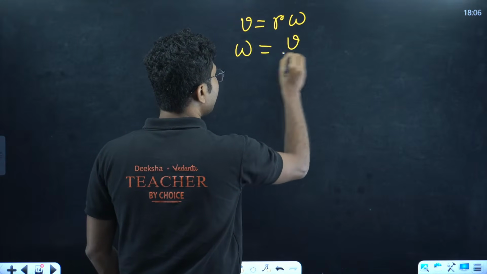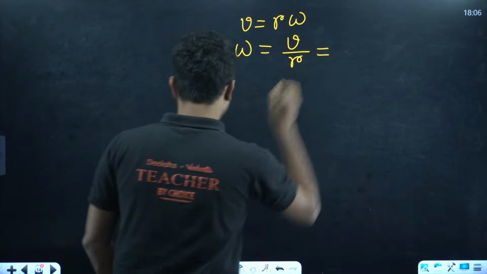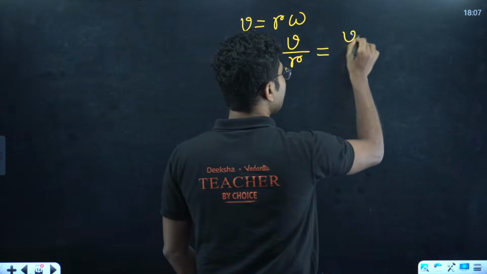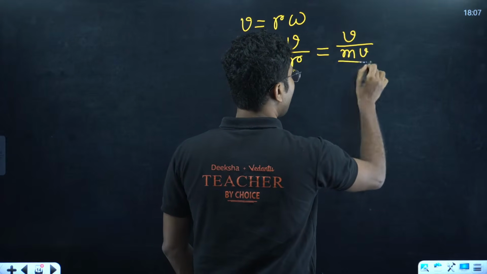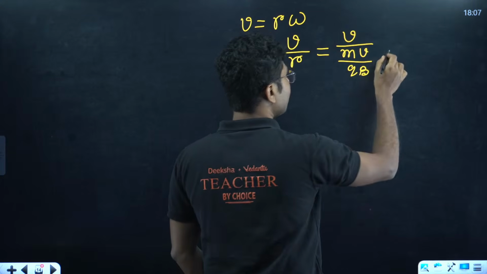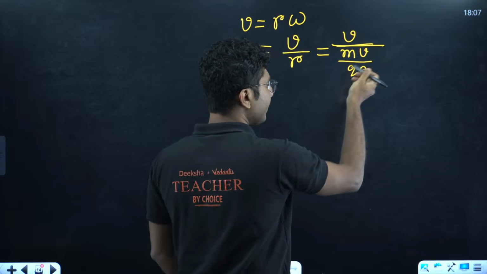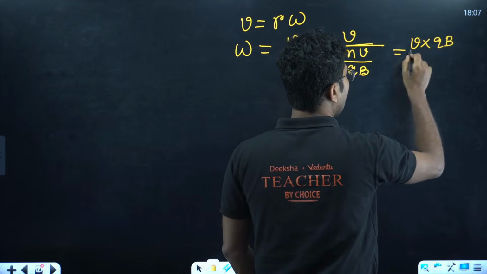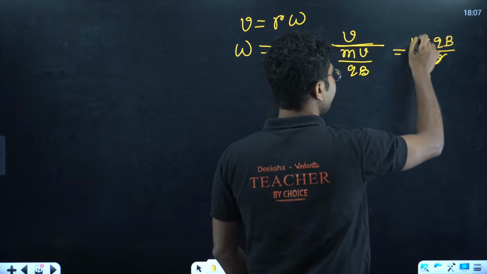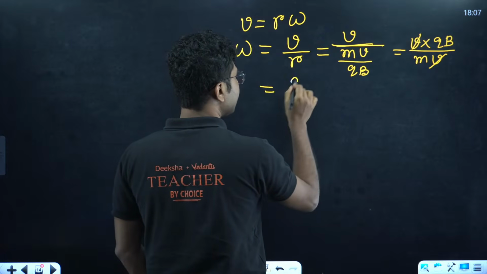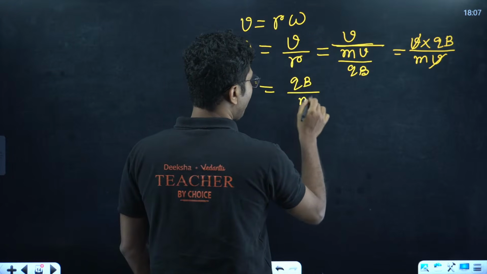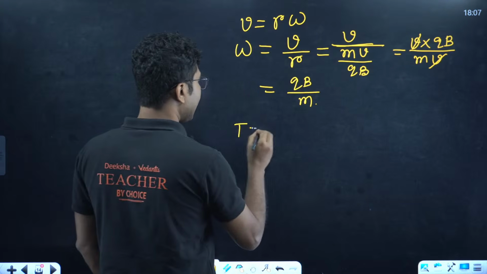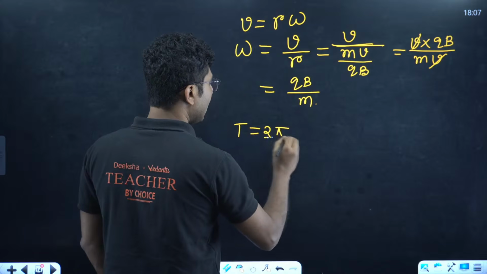Omega is v upon r. And what is the value of r? r is mv by qB, so it will be v divided by mv by qB. This is a division of division, so this will go up. You get v into qB upon mv. This v cancels and you get angular velocity equals qB upon m. Now time period is given by 2 pi by omega.